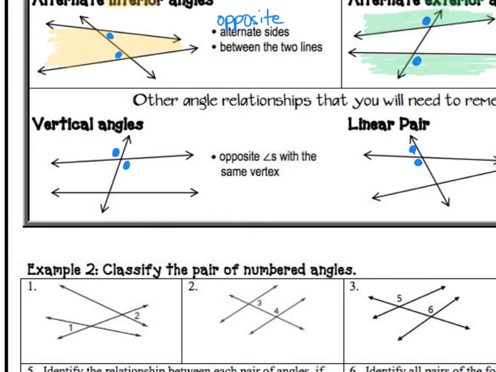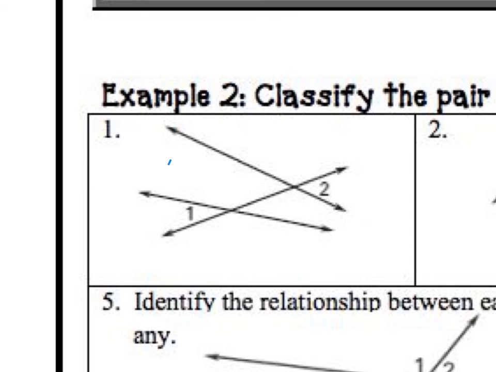But there are actually 8 total linear pairs. You got these 2, these 2, these 2, these 2. It keeps going. So you actually have 8. What I find helpful to do is label the interior. So this is the interior between the 2 lines.